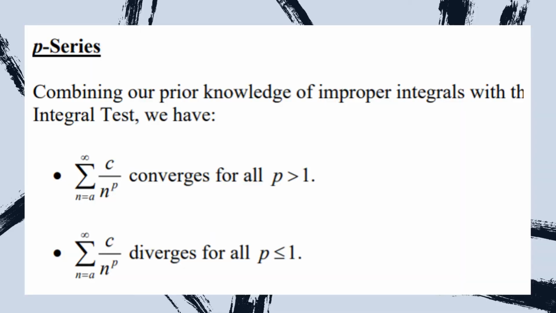All right, so the next test we want to look at is our p-series. And so we've already learned some of this with our improper integrals. Basically, what you want to do is if you have a series of the form of some number over n to some exponent, if that exponent is greater than 1, it's going to converge. If it's less than or equal to 1, it's going to diverge.